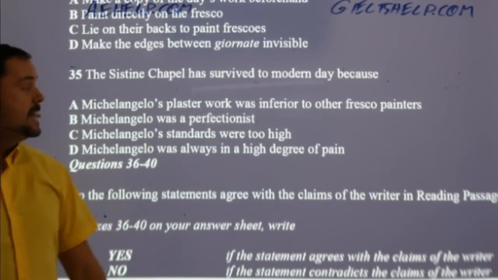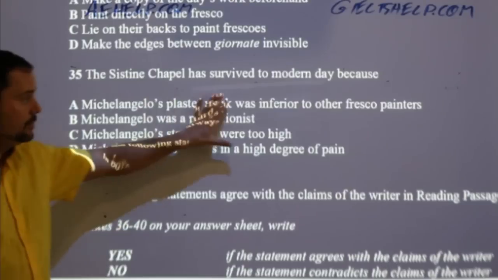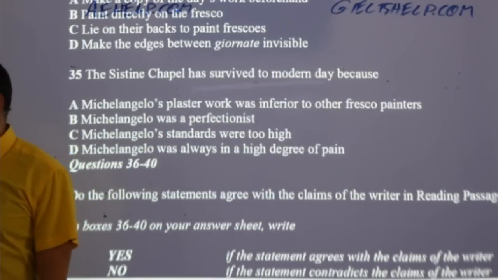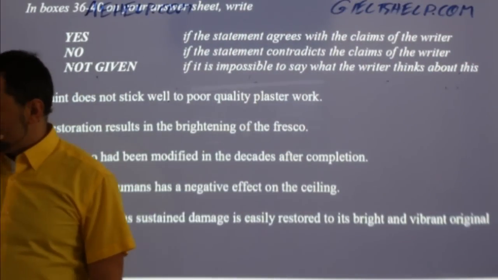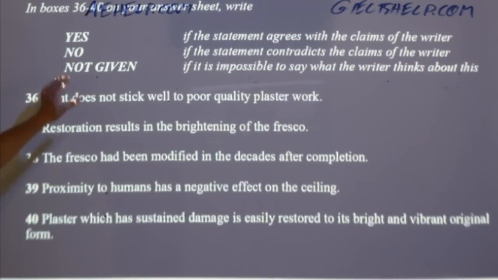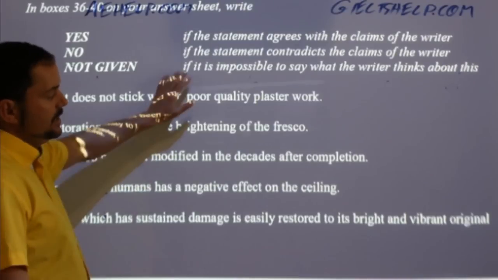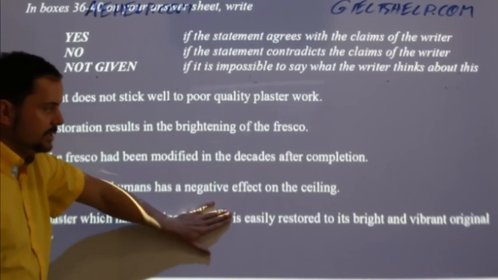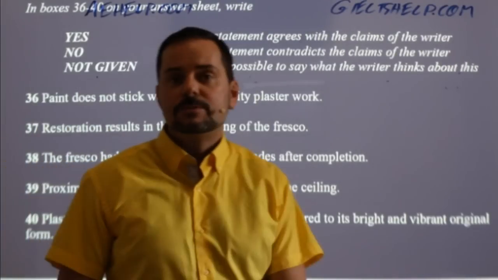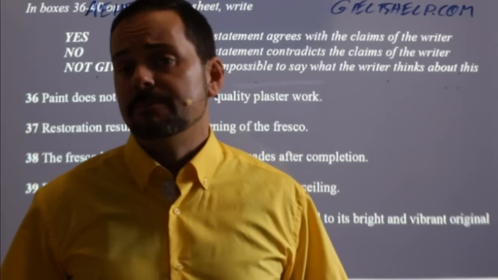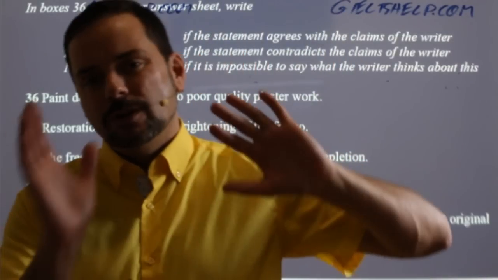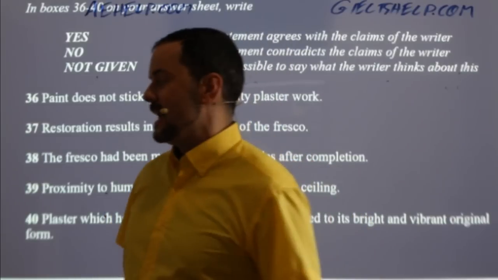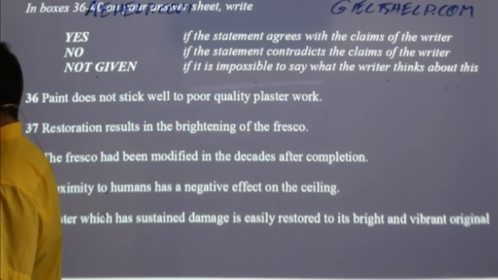Now, I have A, B, C, D. I don't read the choices because those can be very confusing. And then I have five more questions: yes, no, not given. These ones I do not read because they can confuse me if I read them before the passage, especially if they're not given. So I'm just going to leave those ones till after the passage, and then I'll show you the right strategy.